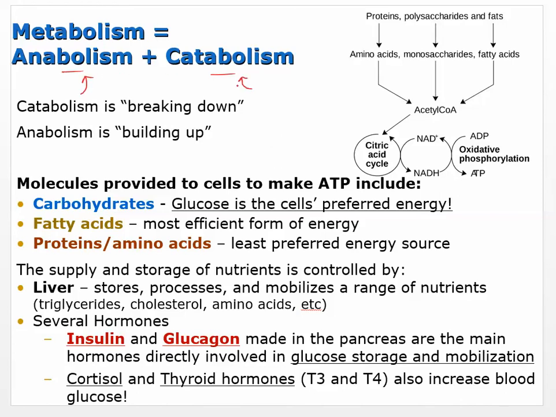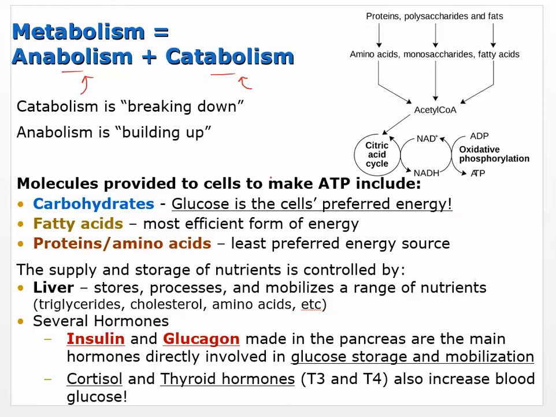So we're going to refer to that in a roundabout way when we talk about building up fats or breaking down proteins to get amino acids that you can then use to build glucose. So we'll talk about it as we go along, but other than that, they're just terms.